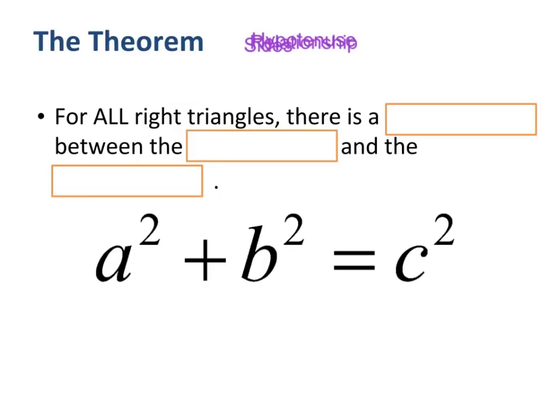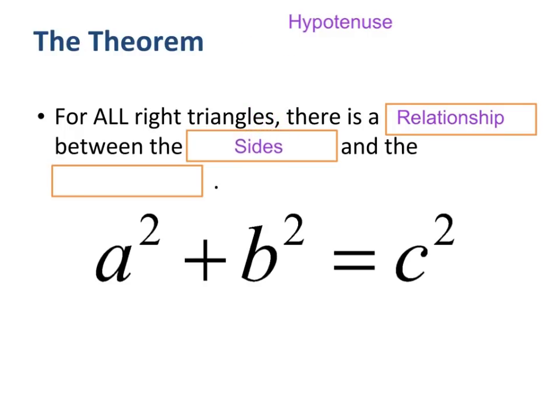Now let's talk about the Pythagorean Theorem itself. For all right triangles, there is a relationship between the sides and the hypotenuse. And that relationship is a squared plus b squared equals c squared. So that says that the length of a squared plus the length of b squared will equal the hypotenuse when its length is squared. And we can use this to find different pieces of information about our triangle. So let's do that now.